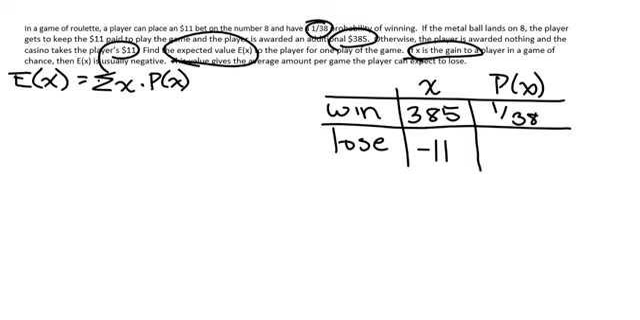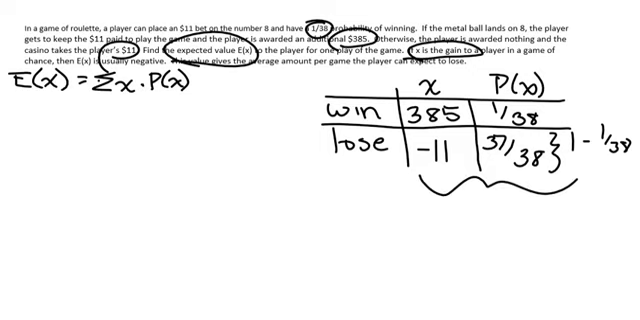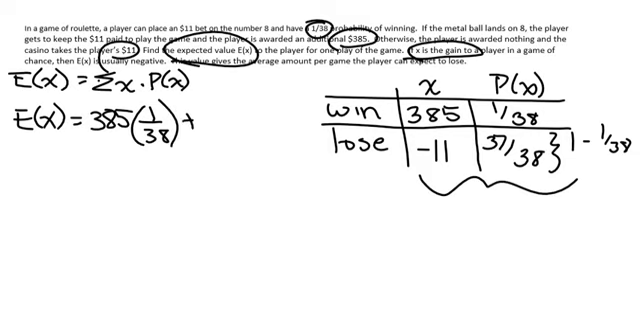Therefore, the probability of losing is the complement, or 37 out of 38. Just as a side note, that's the same thing as 1 minus 1 out of 38. Now, let's find the expected value by multiplying our gain by each individual probability. So we have 385 times the probability of that occurring, plus negative 11 times the probability of that occurring.